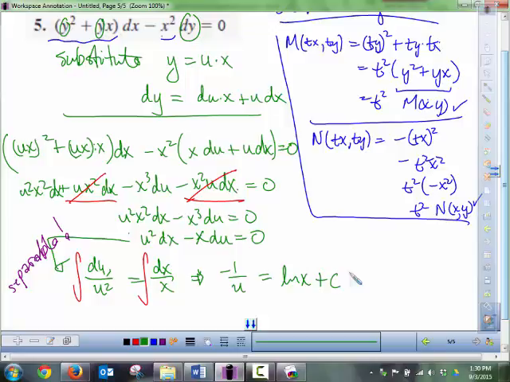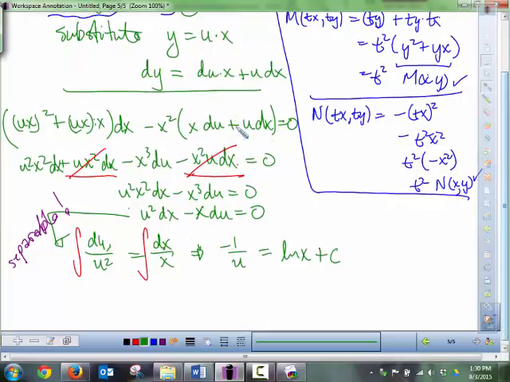Is this our answer? No, because we started with an x and a y, and now we have a u. Remember the u substitution that you guys did in integrals? After you found the u's, you have to change it back into x's. So after I found my u, what does u equal? y over x. So the reciprocal, I guess, x over y.